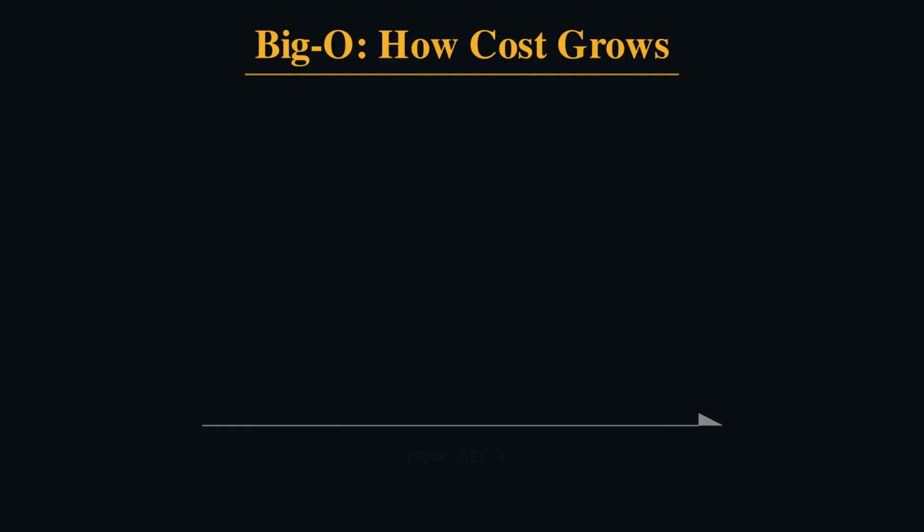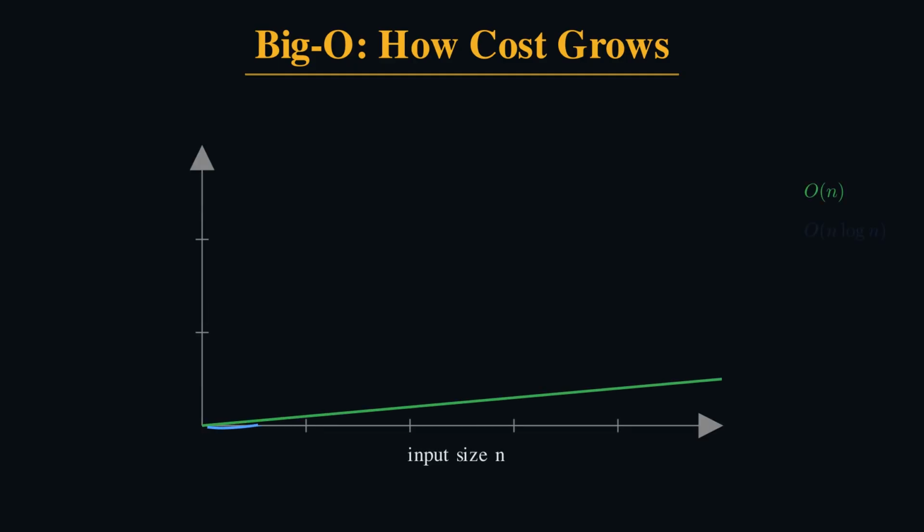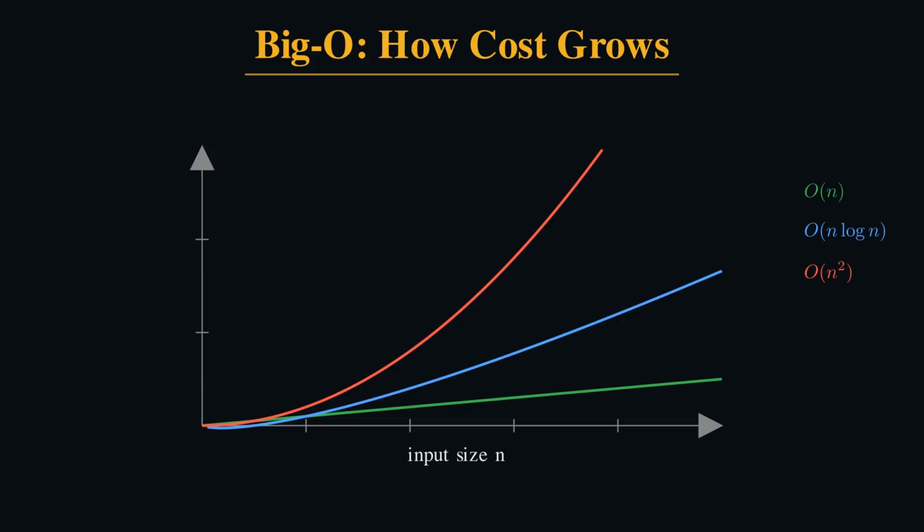One more from the abstracts. Big O notation. It does not measure exact time. It measures how the cost grows as the input gets bigger. Order n is a straight line. Order n log n bends gently upward. Order n squared explodes. When a paper turns n squared into n log n, this gap is the whole prize.